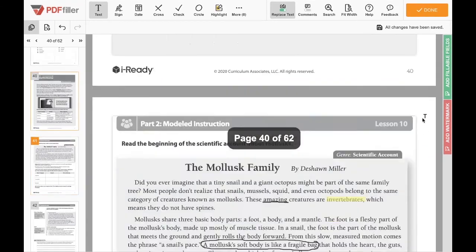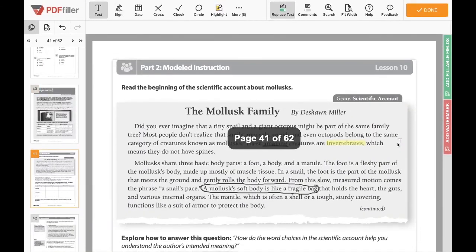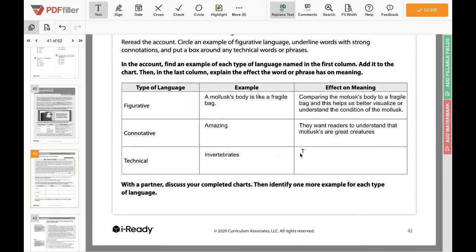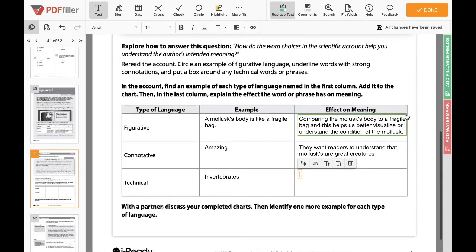Now, technical term invertebrates. So if we go back here, we saw the technical term. Wingspan is a specific term used to explain one of the eagle's characteristics. So invertebrates, if we look back here, means that they don't have a spine. So, this is a word specific to mollusks that explains their condition. Sort of similar to the first one.